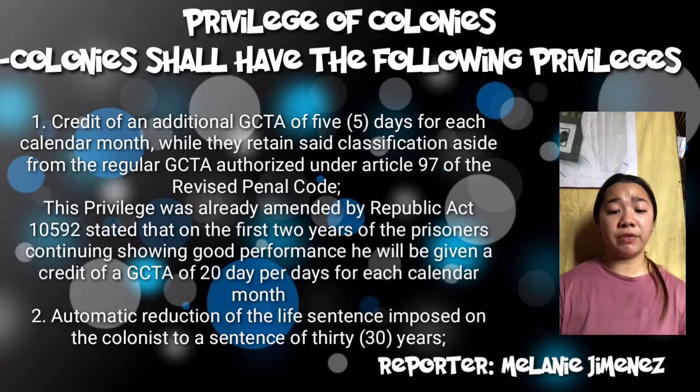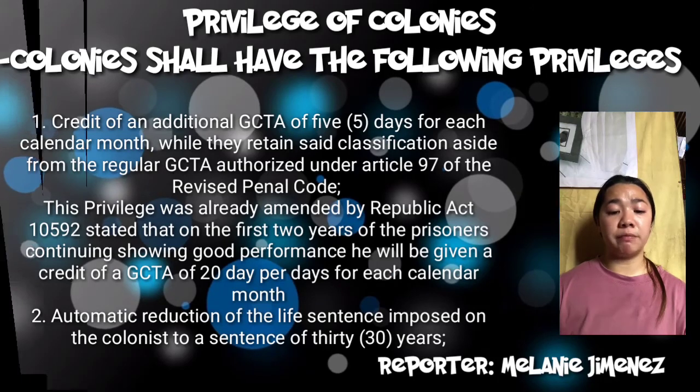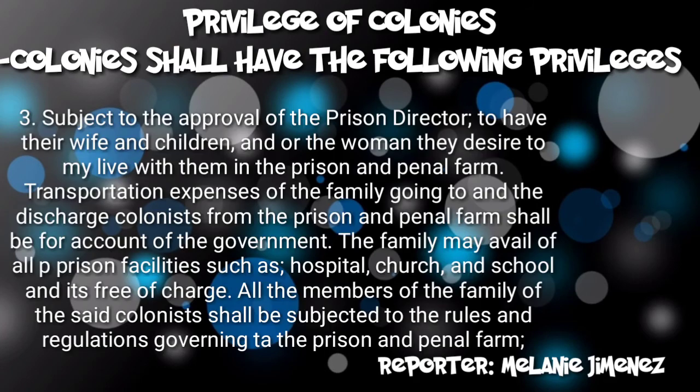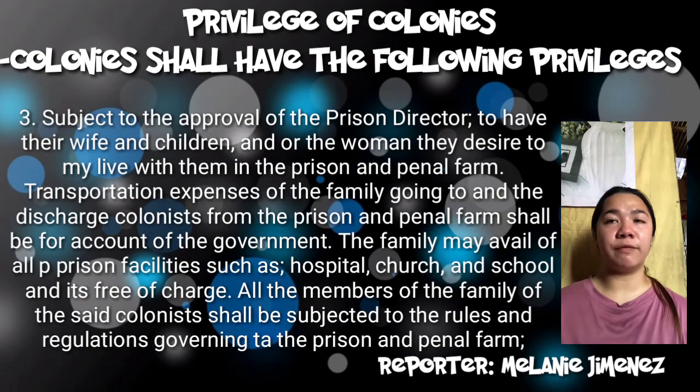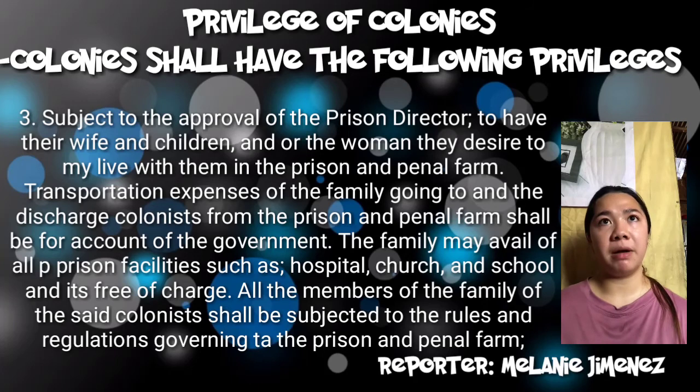And deduction of 15 days for each month in addition to 1 to 4 each month of rendered services at any time during the period of imprisonment. Number 3, subject to the approval of the prison director, to have their wife and children and or other women they desire to live with them in the prison and penal farm. So, upon the approval of the prison director, the colonies shall have the privilege to have their family inside the penal colony, and the basic needs are given to the family, but they are bound by the rules and regulations of the penal colony.